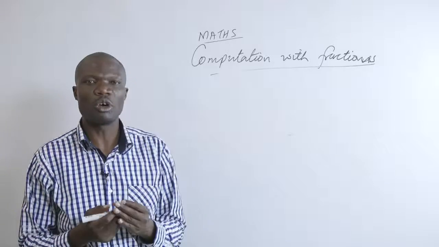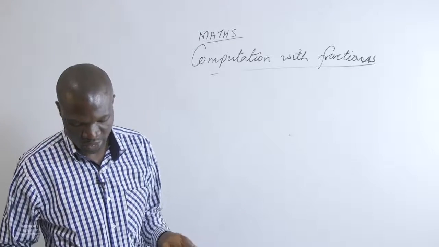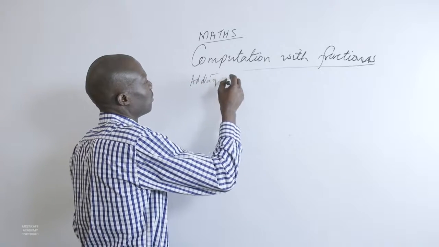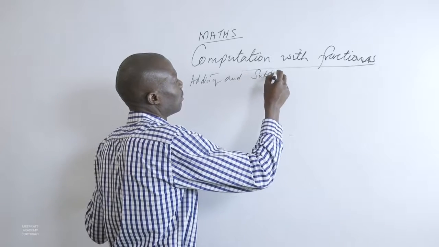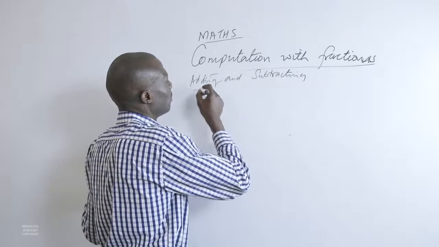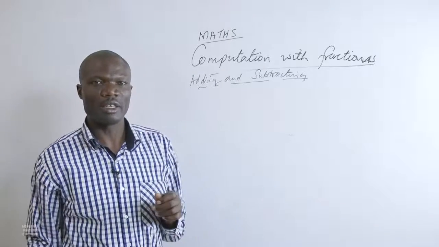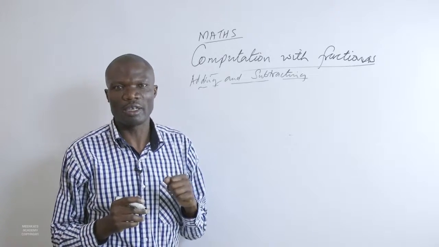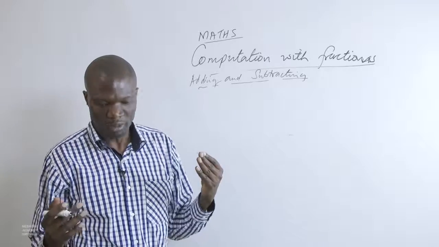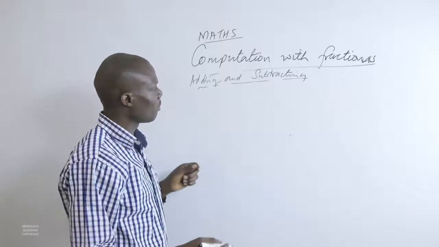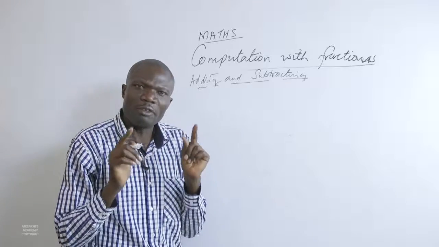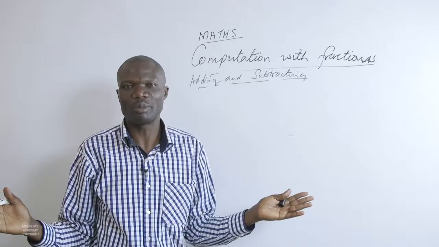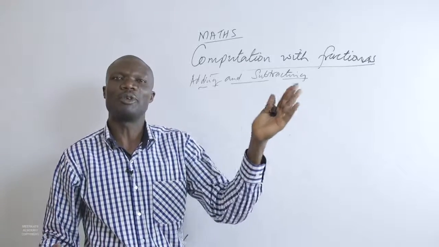First, how do we go about adding and subtracting fractions? To add and subtract fractions, what are we supposed to know? First, if you are adding fractions with different numerators but the same denominators, then it is very simple. We maintain the denominator and we add the numerators.